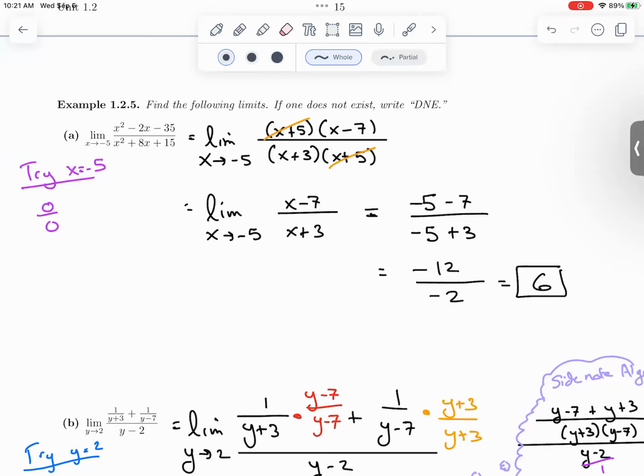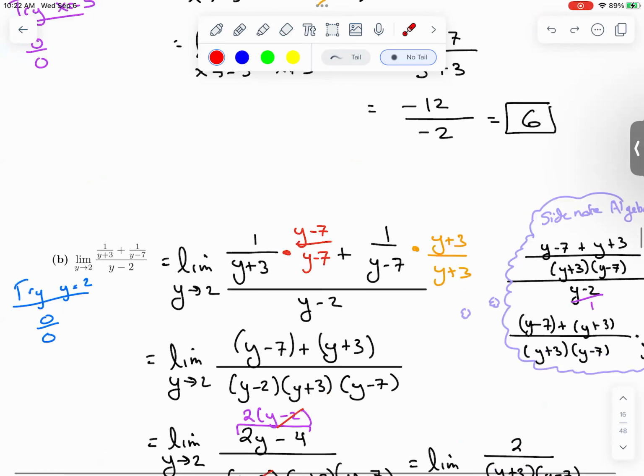And don't forget your limit sign every single time until you're ready to drop the limit. Just like with square roots, you don't drop the square root early. While you're simplifying the inside, you keep the square root there until you're finally ready to take the square root. Same idea. So we cancel the x plus 5s, you get the limit as x approaches -5 of x minus 7 over x plus 3. And that we can plug -5 into and find no issues. You'll get -5 minus 7 over -5 plus 3. That gives you -12 over -2, which we simplify to +6.